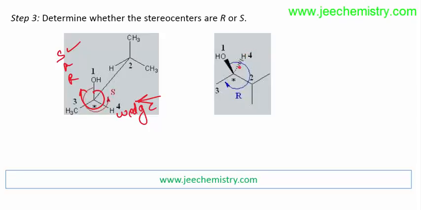So whatever the answer will be, that will be our final answer. So numbering is done, priority is done, 1, 2, 3, 4. Now we have to ignore H and we have to draw arrow 1, 2, 3. This is an R. So R will be our final. This is S. This is an R.